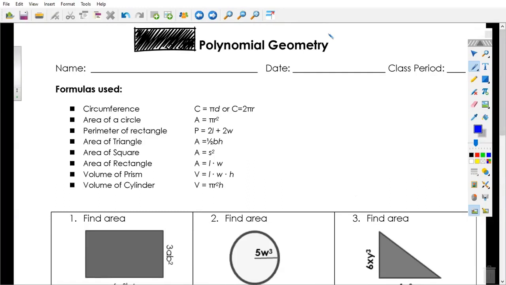Polynomial geometry. In order for this, there are a set of formulas that you need to be able to recall from geometry. They are provided here. Circumference, area of a circle, perimeter of a rectangle, area of a triangle, area of a square, area of a rectangle, volume of a prism, volume of a cylinder. Do all of these look familiar? All right. Here we go.